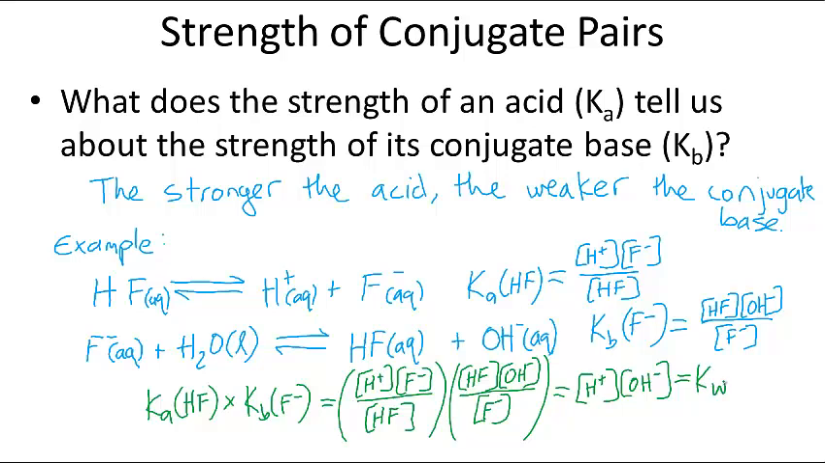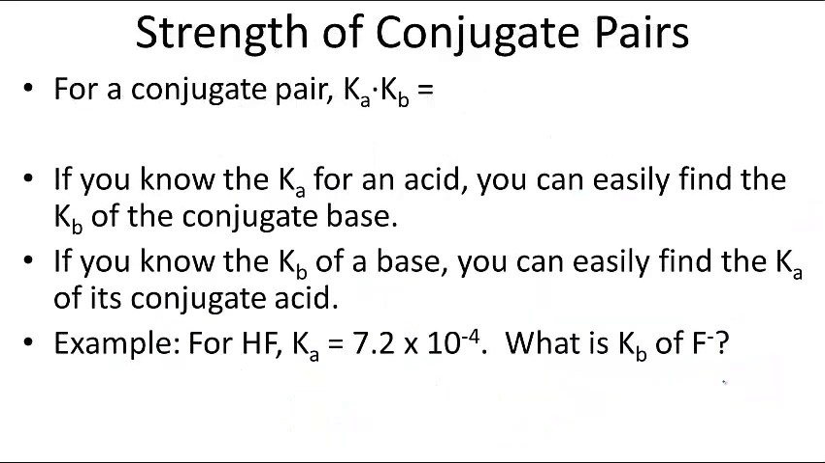This is going to be true actually for any conjugate pair. The Ka of the acid times the Kb of its conjugate base is going to equal Kw. So notice what that equation says, which is what's on the top of the page. For a conjugate pair, Ka times Kb equals Kw. Kw is a fixed number at a given temperature. Right? We said at 25 degrees Celsius, Kw is 10 to the negative 14th.